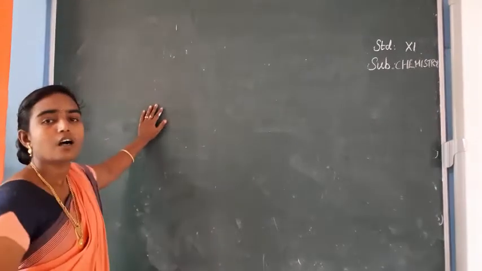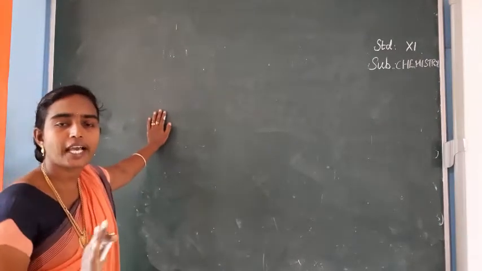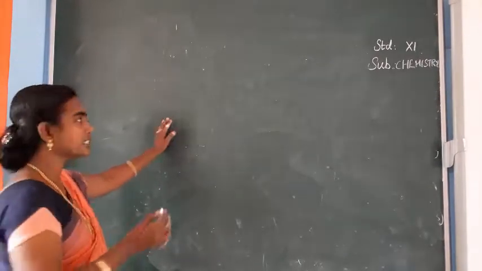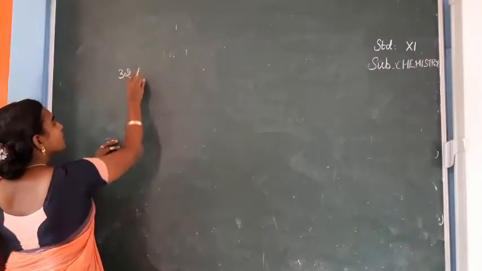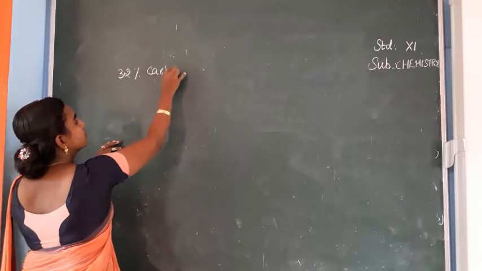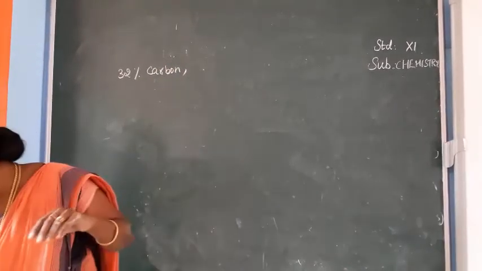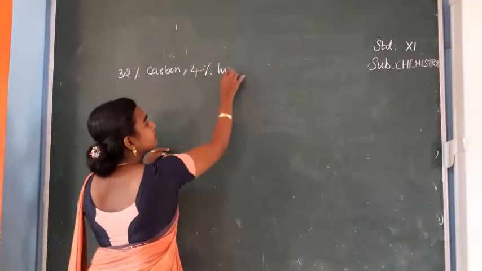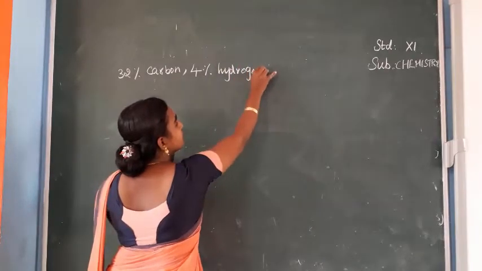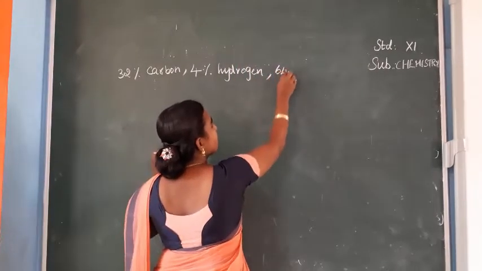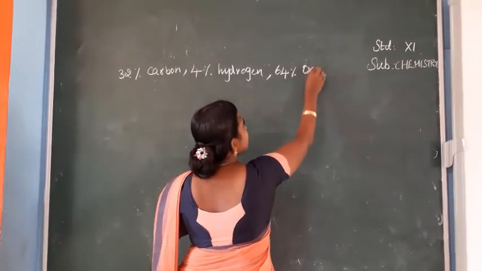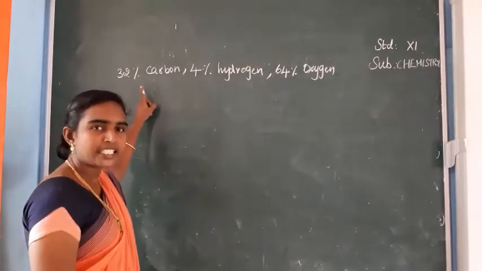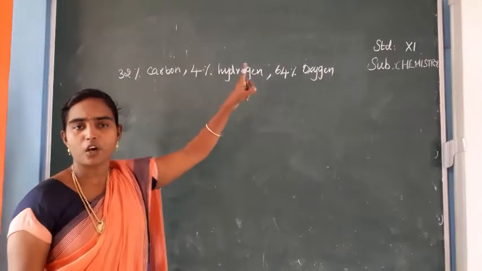So, one particular question I am going to give. We have to calculate the empirical formula of the compound. The data given is 32% of carbon, 4% hydrogen, and 64% oxygen. So the question is: calculate the empirical formula of the compound.